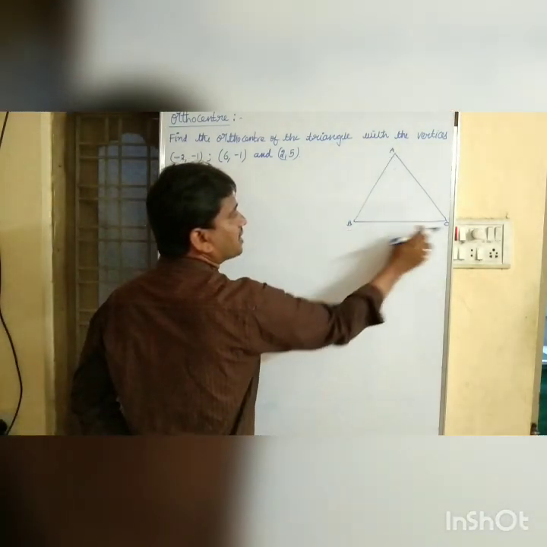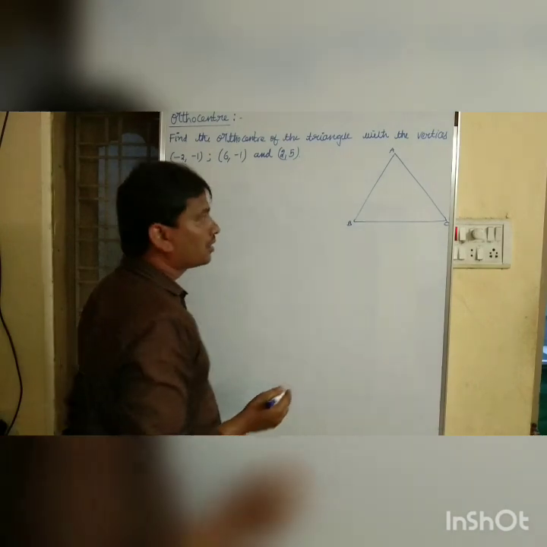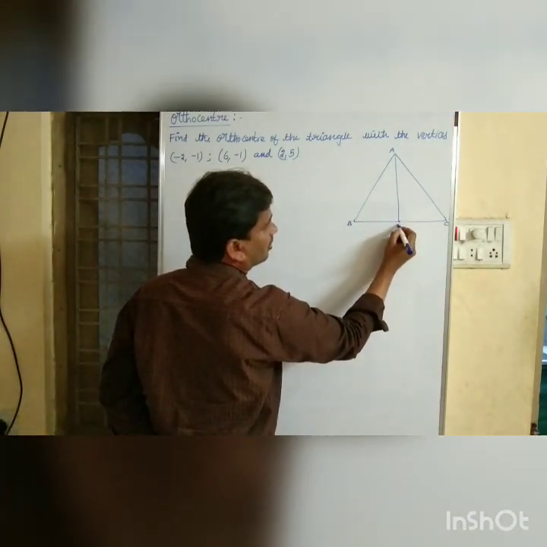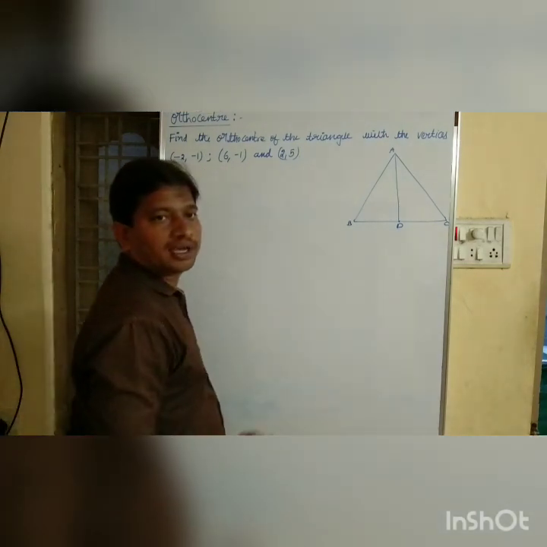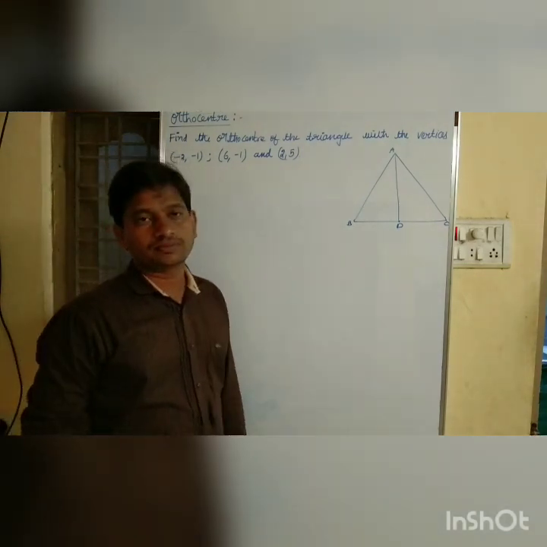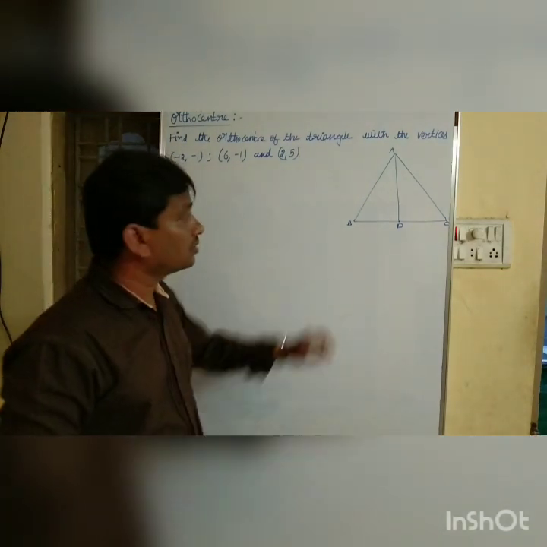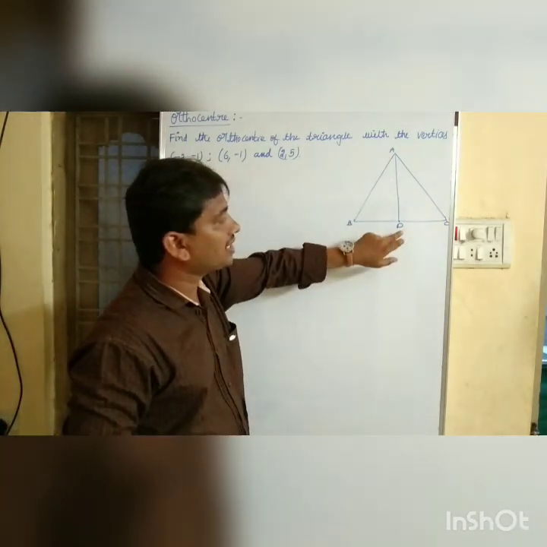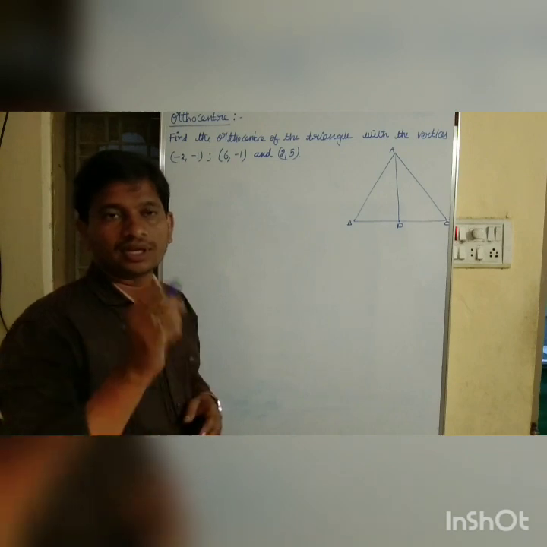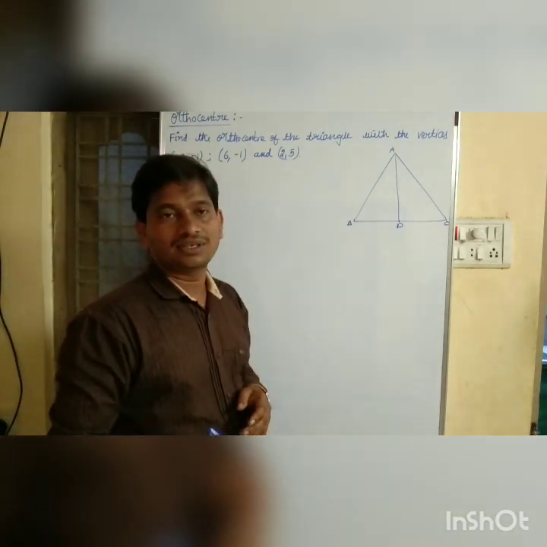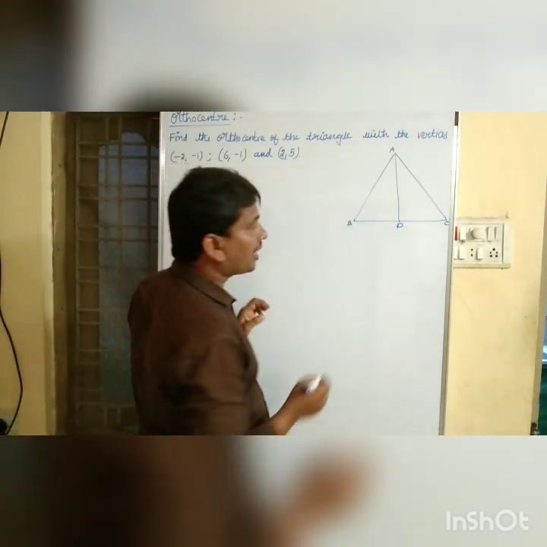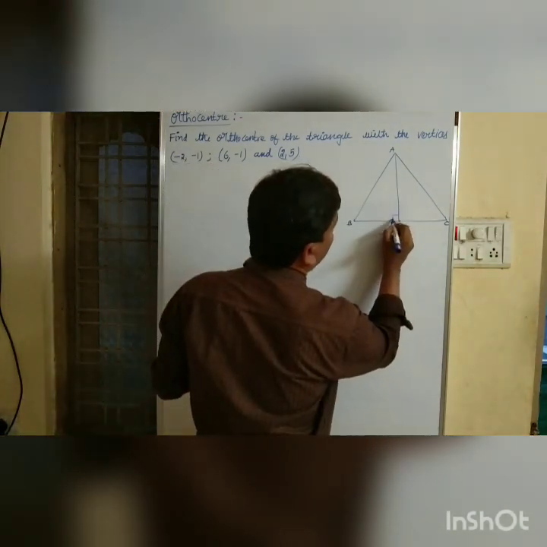Consider triangle ABC. What is AD? AD is an altitude. What do you mean by an altitude? The line segment joining a vertex to its opposite side. AD is the line segment that joins a vertex to its opposite side, and it should be perpendicular to it.